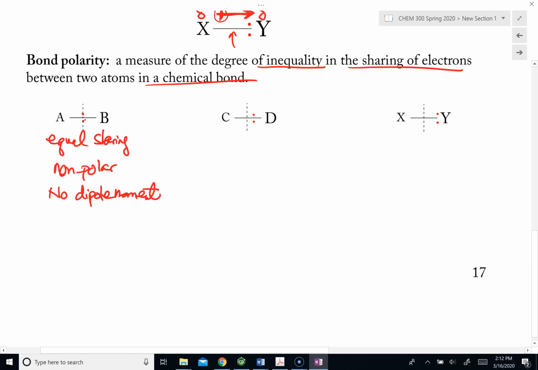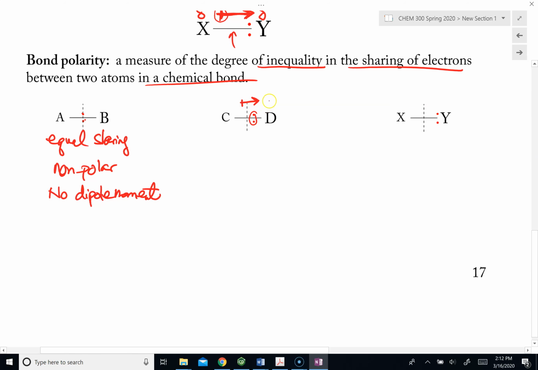If we were to look at another example, the bond between atom C and D. In this case, the electrons are slightly shifted to atom D a little bit. So it does have a slightly small degree of unequal sharing of the electron, shifting to atom D. Therefore, it will have a small dipole moment, and we will draw that by drawing a small dipole moment pointing to atom D.